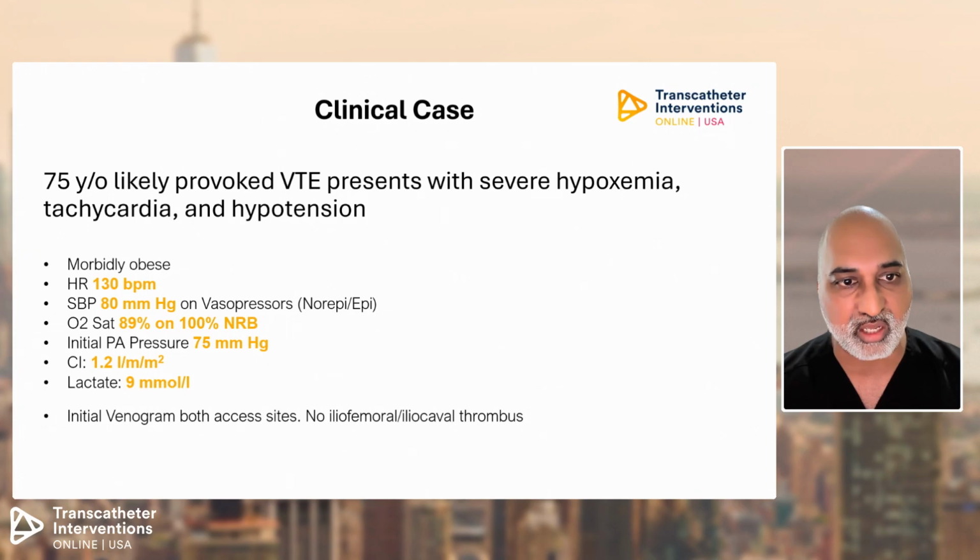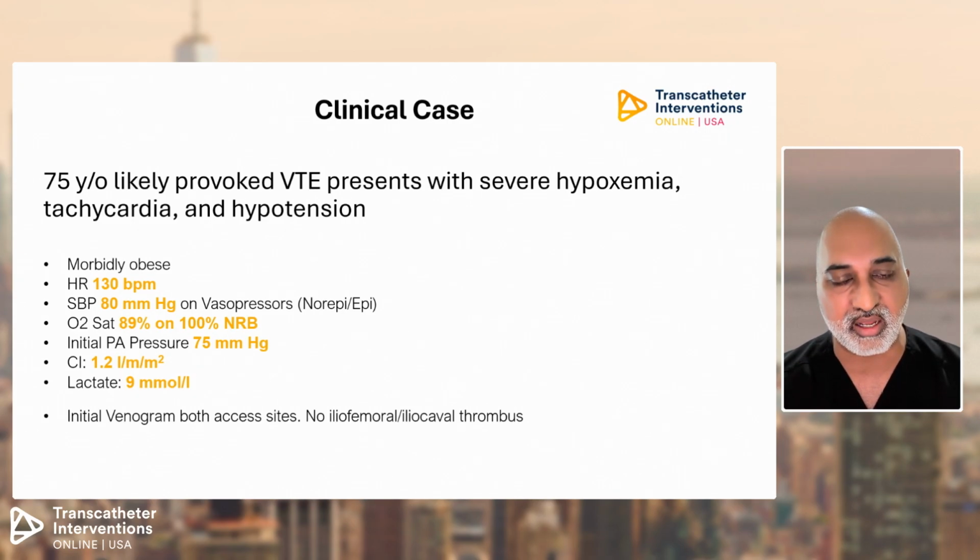His blood pressure was low. His systolic blood pressure was 80, and he was on vasopressors, both norepi and epinephrine. O2 saturation was 89% on 100% non-rebreather, which is a very poor prognostic sign. His initial PA pressure was very high, in the 70s, so you know that these patients typically, even in massive PE, present with high PA pressure.